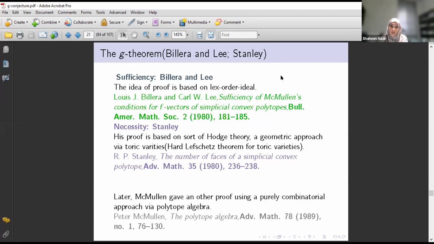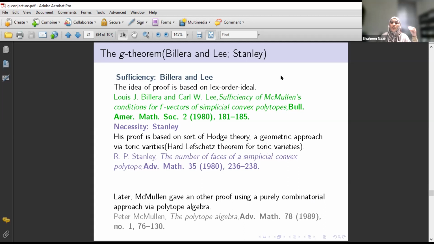Okay, later on, McMullen also gave another proof for the necessity, using a purely combinatorial approach via the polytope algebra, in which he developed Hodge theory on the polytope algebra without appealing to algebraic geometry, right? And that is the reference of his paper. Okay, so that's why that conjecture is known as the g theorem.